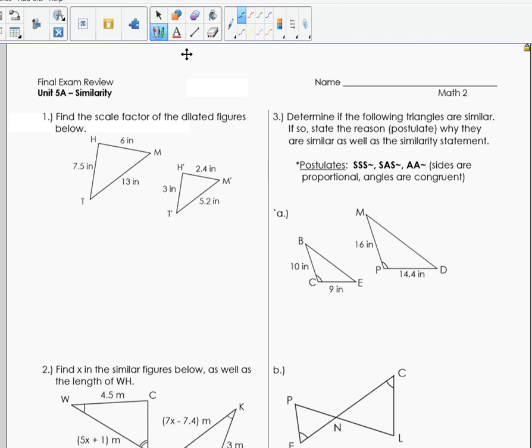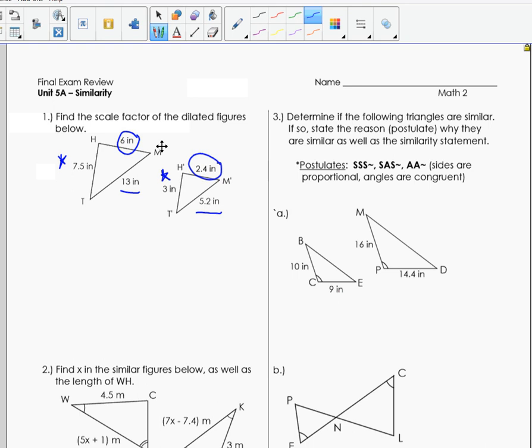Okay, remember scale factor. If figures are similar, then you want to have the same scale factor between all the sides. So when you're trying to find scale factor, really if similar figures, dilated figures, doesn't matter. If you look, this 6 is my smallest side, and the other triangle, 2.4, is the smallest side. 13 is the biggest side, 5.2 is the biggest side, and then the 7.5 and the 3 are in the middle. So remember, I always do some sort of system to make it easier to identify sides.